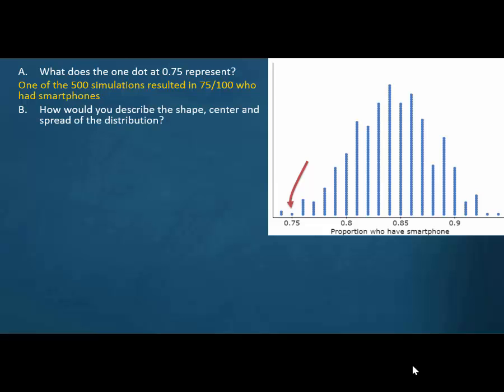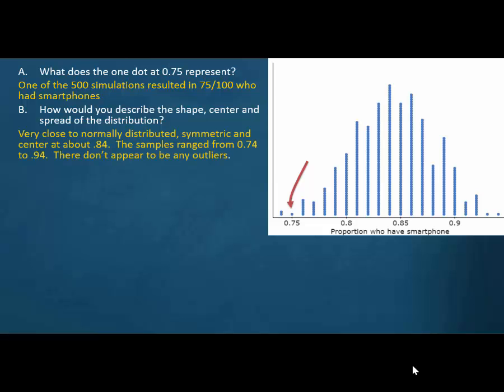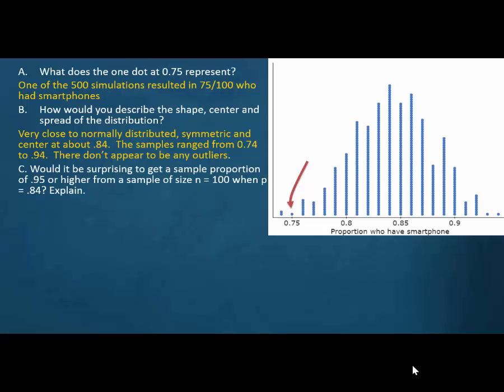How would you describe the shape, center, and spread of this distribution? We should be pretty good at this by now. Very close to normally distributed, symmetric, center at about 0.84. Samples range from about 0.74 to 0.94. It's sometimes hard to tell when you've got a lot of values. I think we can see what's going on here, though.